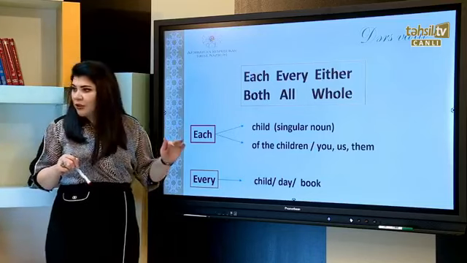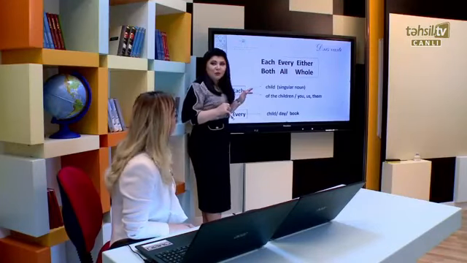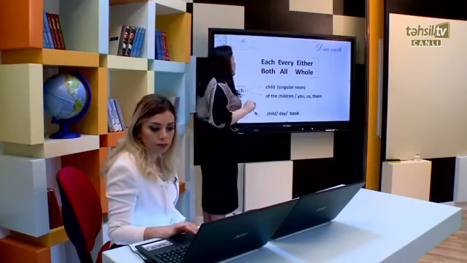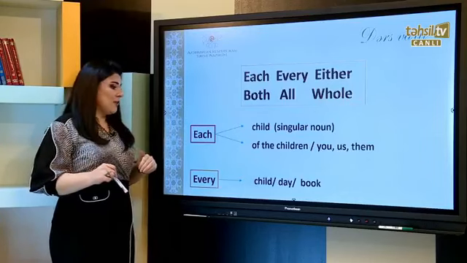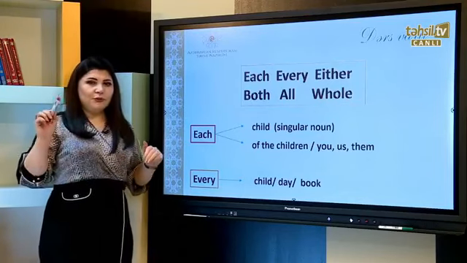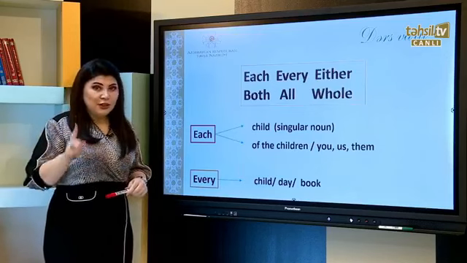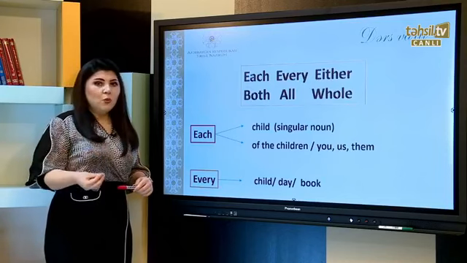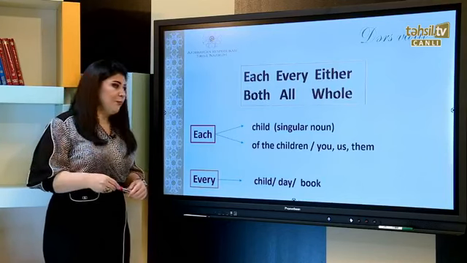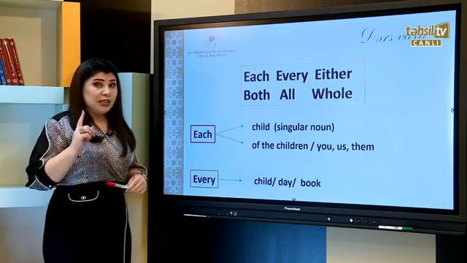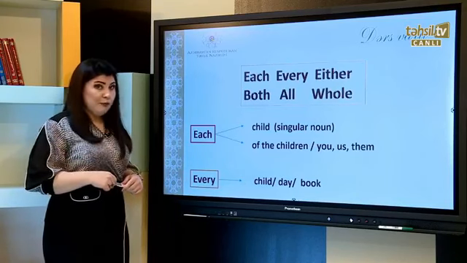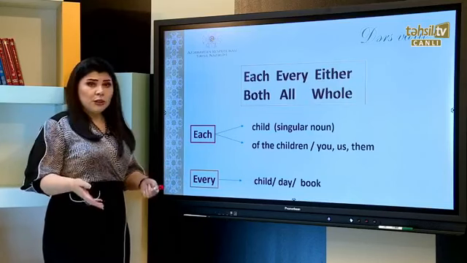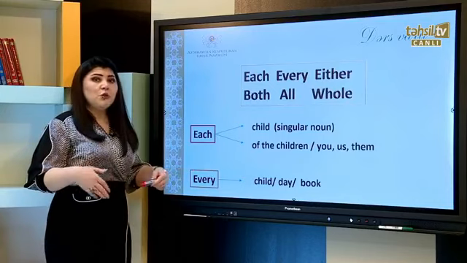Now, if you don't mind, Mrs. Günel, I'll explain to Davut his question, because he asked me, Süleymanlı Davut, the difference between each and every. So, dear students, first of all, remember that we use each when we refer to individual persons or individual things, okay? And each is used with a singular countable noun. Remember, we can say each of the children, each of you, each of us, each of them.